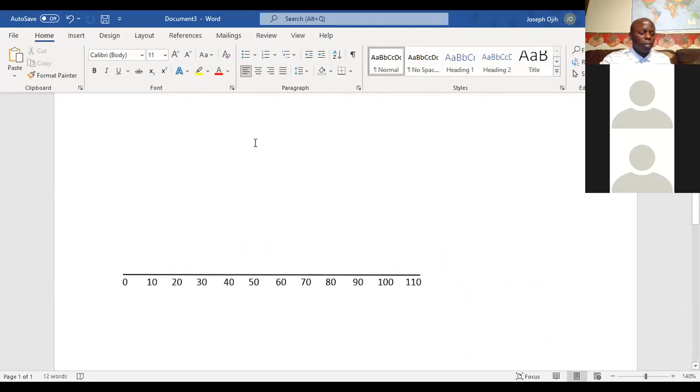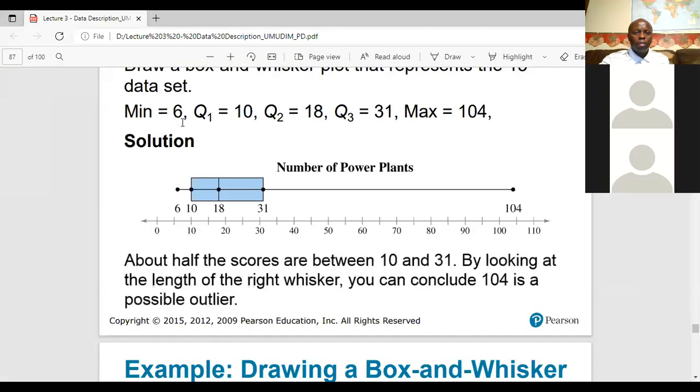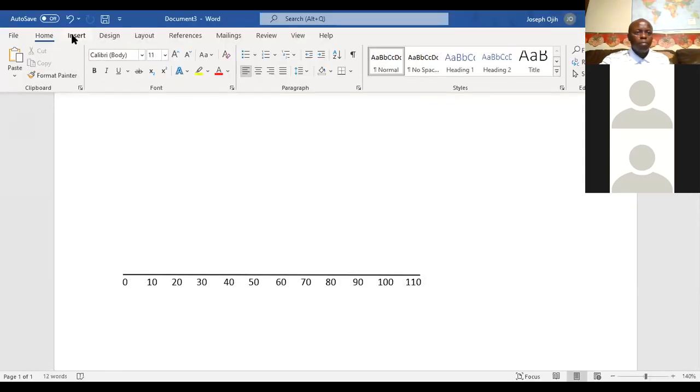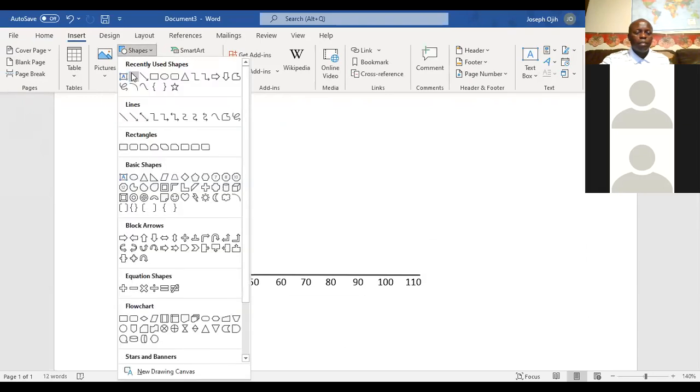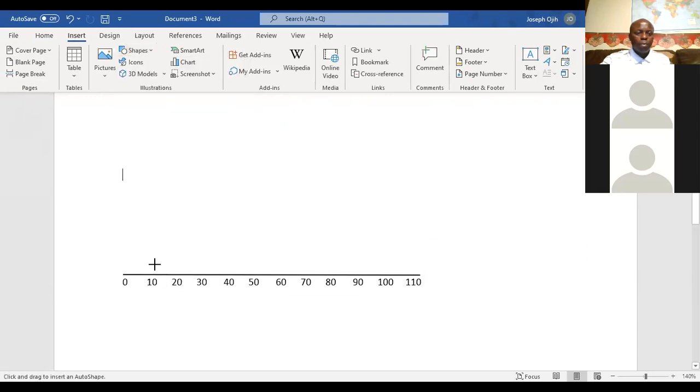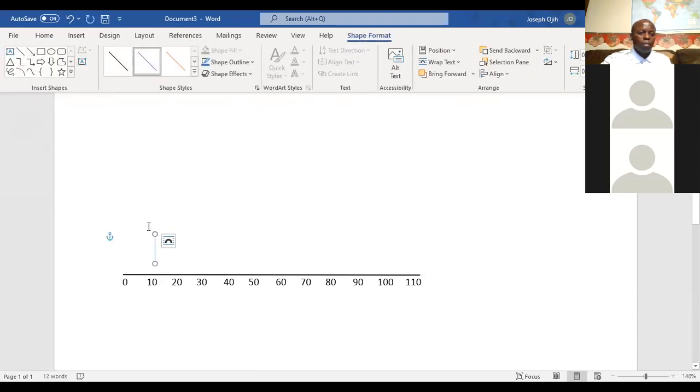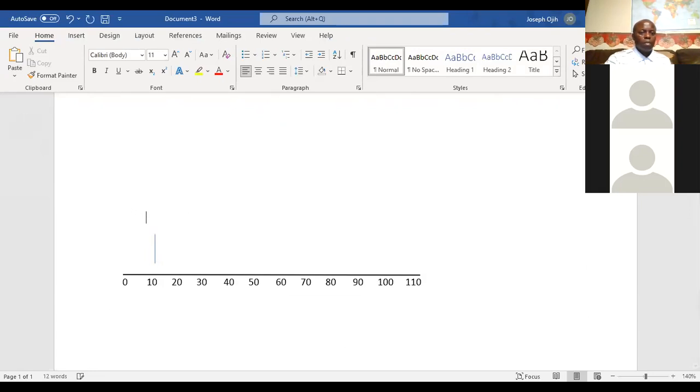Now, I usually start with Q1. Look at our Q1. Q1 is 10. Q2 is 18. Q3 is 31. So Q1 is 10, so I'm going to draw the 10 right there. For Q1, 10.